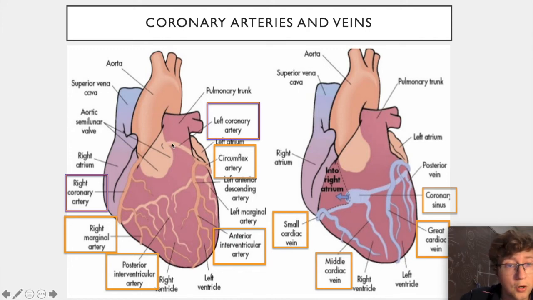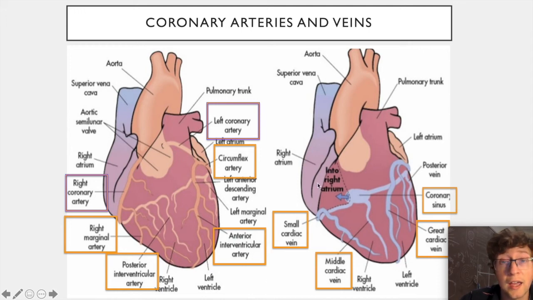The left coronary artery is also coming off the aorta, and that gives rise to the anterior interventricular artery. So that's the major artery running down the front of the heart. And then the circumflex artery, which will start to wrap around the heart and give rise to additional arteries, but you will not be held responsible for knowing those.